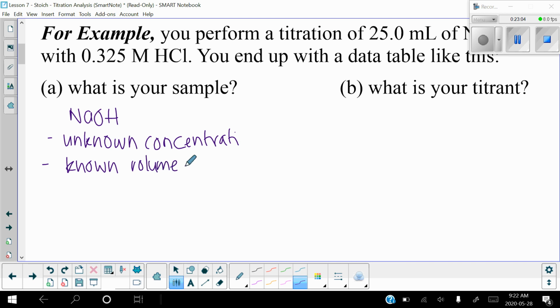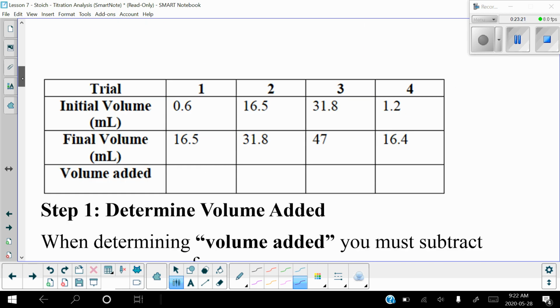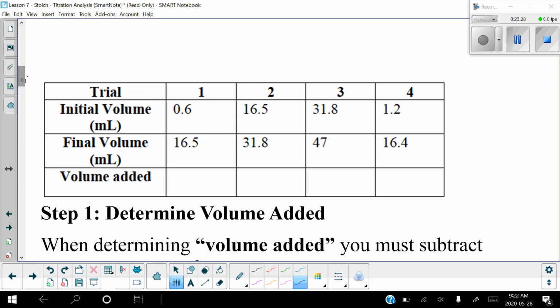What is your titrant? The titrant is our known concentration and unknown volume. So my titrant is HCl because of the known concentration. Okay, so here we have our data table. The data tables are usually standardly set. These two columns may interchange, but just make sure you know which one is your initial and final.